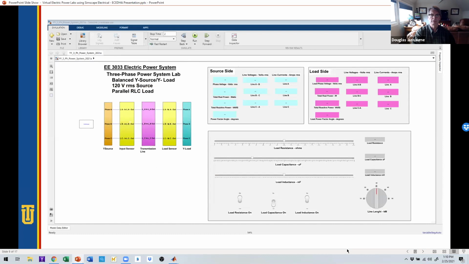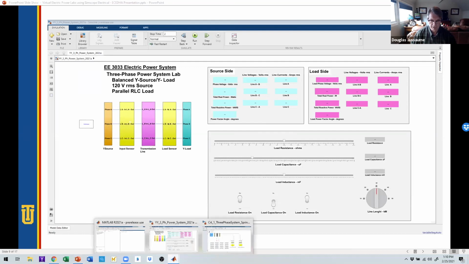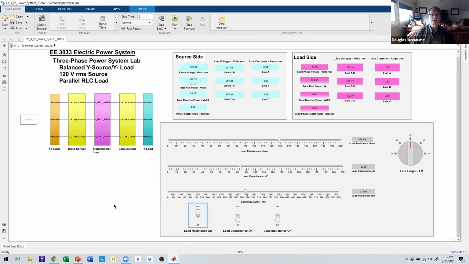Now, this is what the lab looks like captured in the Simulink environment. We have on the left the model, on the right the display of the source side values and the load side values, and then below that on the lower right we have the control panel. Now let me see if I can go. And this is what it looks like live in Simulink.